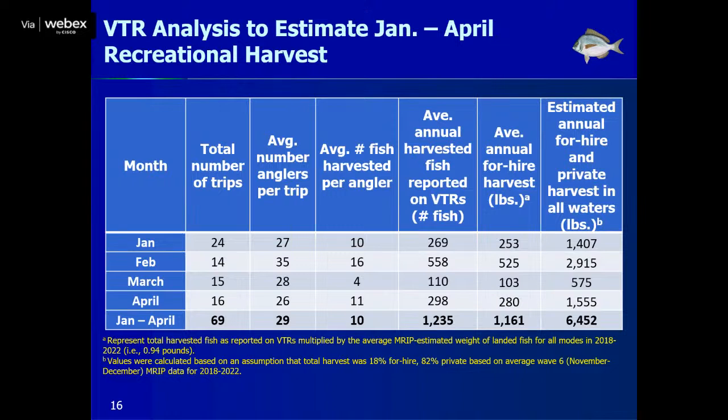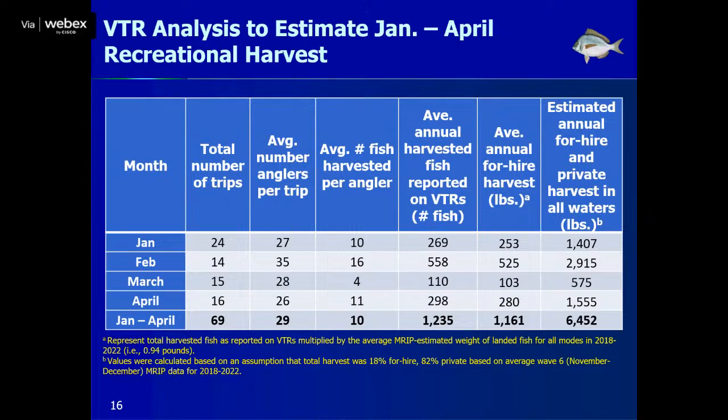So the analysis is presented in this table, and the first three columns are really just to provide details related to the number of reported trips used in the analysis, as well as average number of anglers per trip and average number of fish harvested per angler. And then the next two columns, column 5 and 6, show the average annual for hire scup harvest by month reported through the VTRs. The first column is the number of fish, since that's how it's reported. And then the next column over is converting number of fish to pounds of fish.